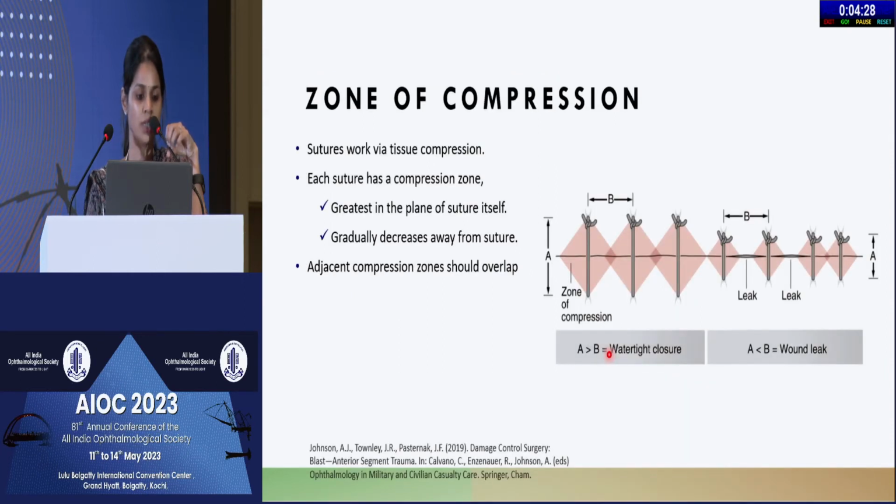So every suture works via tissue compression. Every suture has a zone of compression which is closest at the plane itself, and then it gradually fades away. So ideally, two adjacent compression zones should overlap. If you have something like this where the zones don't overlap, there can be a wound leak.